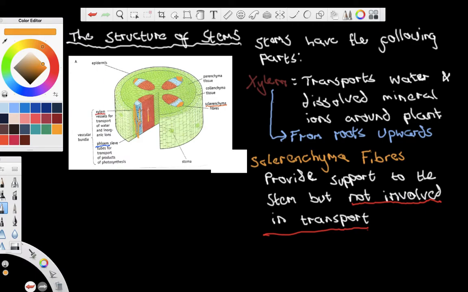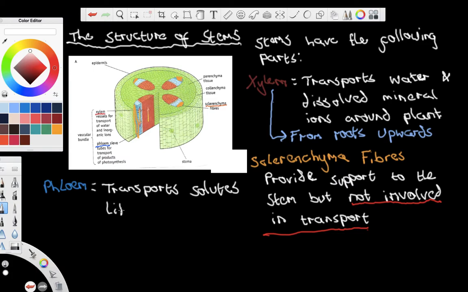The final one that we need to talk about is the phloem, or at least introduce phloem. And the phloem transports solutes, so things like sugars. Okay, so transports solutes like sugars around the plant.